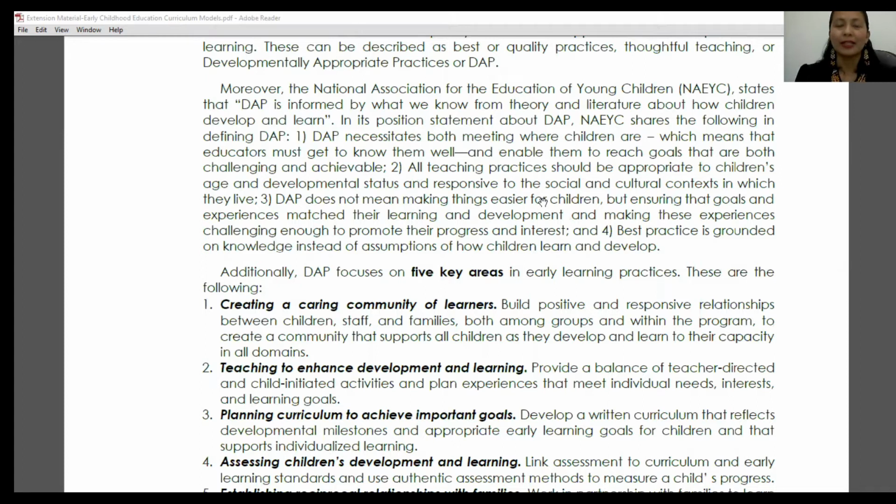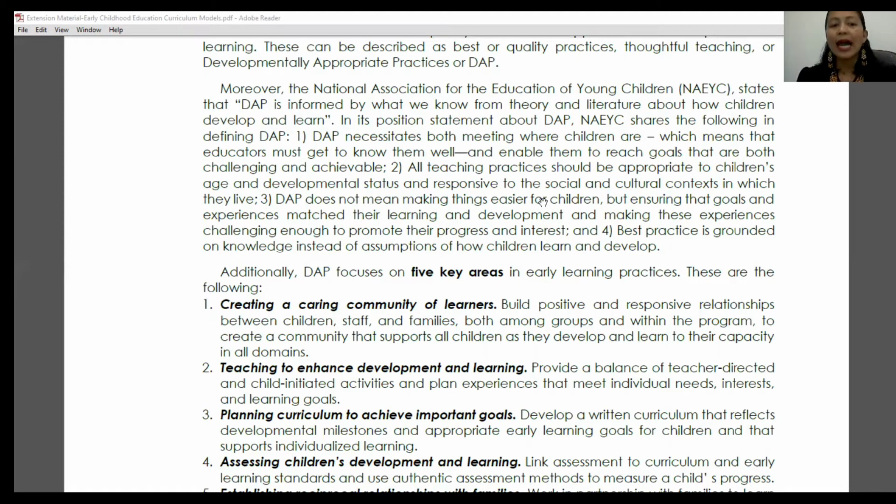That is very important. So as early childhood educators, we need to understand the present knowledge, the present skills and capacities of our learners. We have to get to know them because it is by knowing them well, where they are currently as learners, that we are able to plan activities or curriculum that is very appropriate to their existing skills, abilities, and knowledge. Second, all teaching practices should be appropriate to children's age and developmental status and responsive to the social and cultural context in which they live. So as teachers, it's very important for us to make sure that our teaching practices are suitable to the children's age, their developmental status, and of course, the environment they live in.